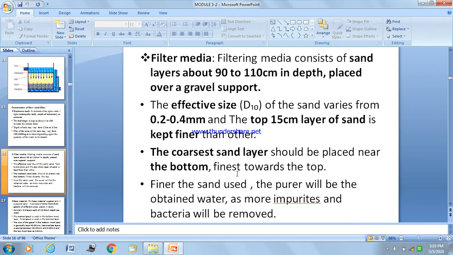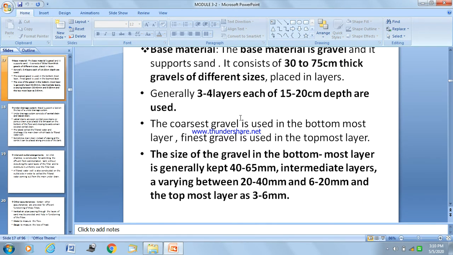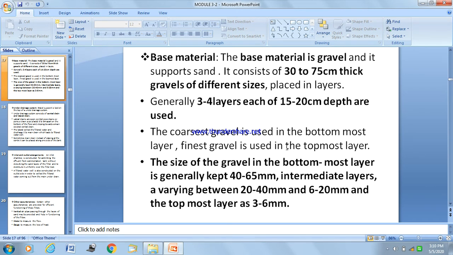Okay. Next one is the base material, that is gravel, which is placed. Gravel material will support the sand. It consists of 30 to 75 centimeter thickness of different sizes, placed in 3 to 4 layers of 15 to 20 centimeter depth. The coarsest gravel is placed at the bottom, and the finest gravel is placed at the topmost. Here it is in 4 layers. The bottommost layer is 40 to 65 mm, the intermediate layers vary between 20 to 40 mm and 6 to 20 mm, and the topmost layer of gravel will be 3 to 6 mm.